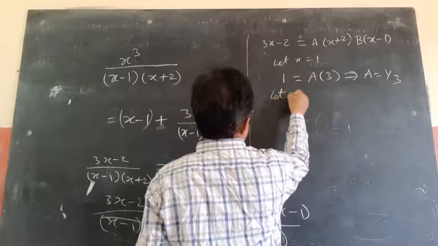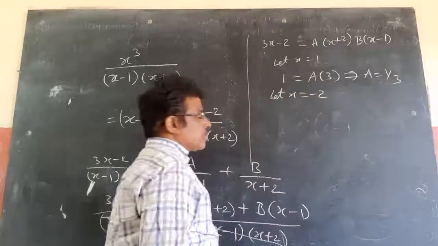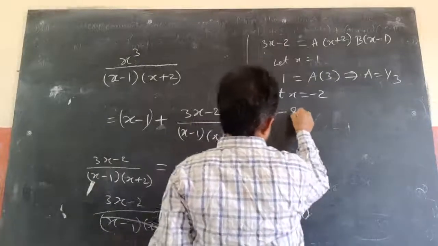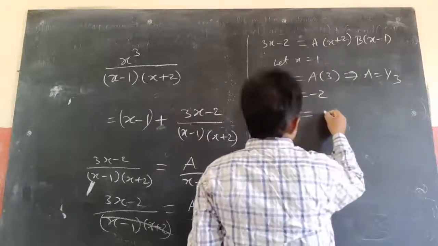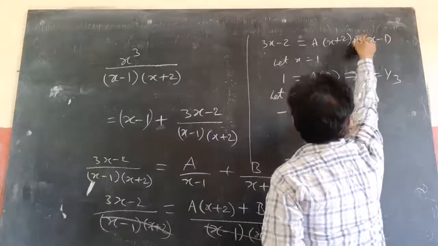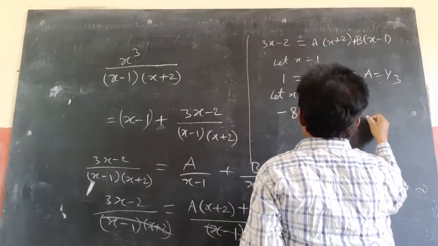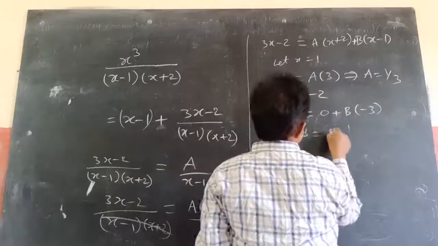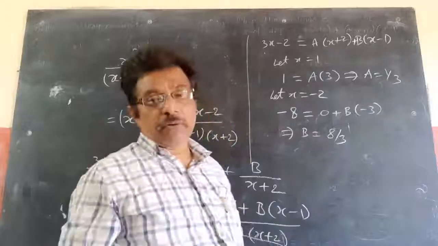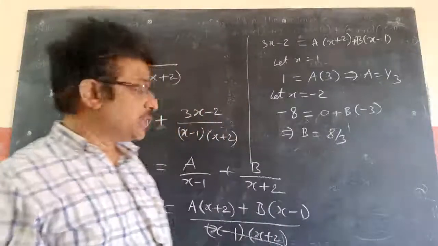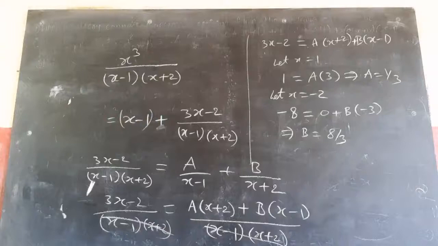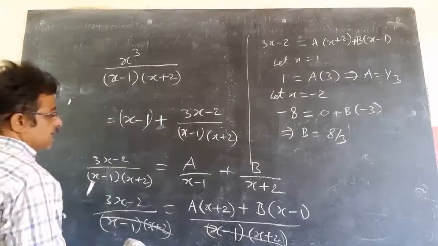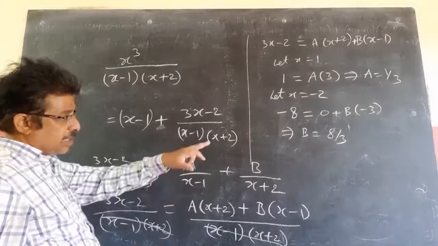Let x equal to minus 2. You will get minus 6 minus 2, minus 8 equal to 0 plus b into minus 2 minus 1, minus 3. Implies b equal to 8 by 3. Substitute these two in this equation. So therefore, 3x minus 2 by x minus 1 into x plus 2 becomes a by this plus b by this.